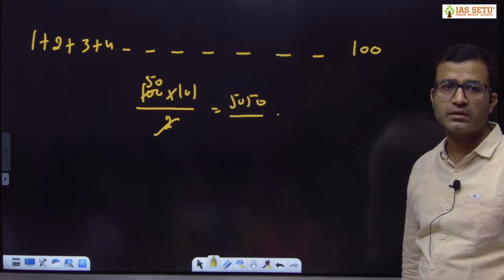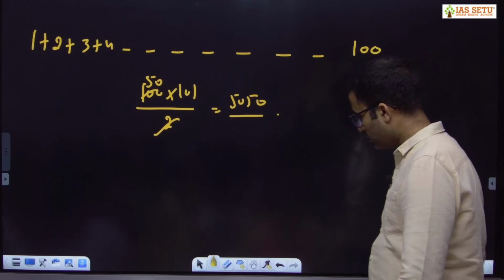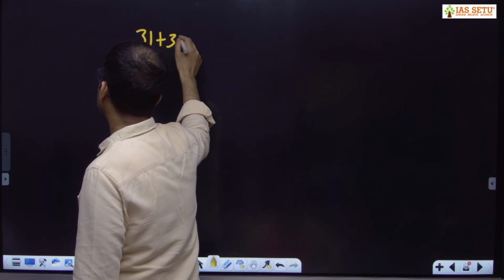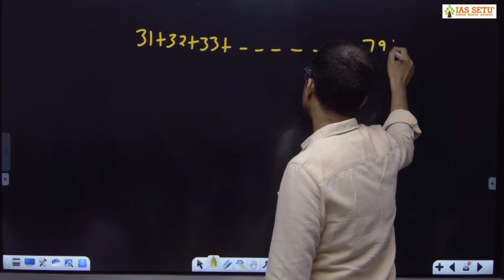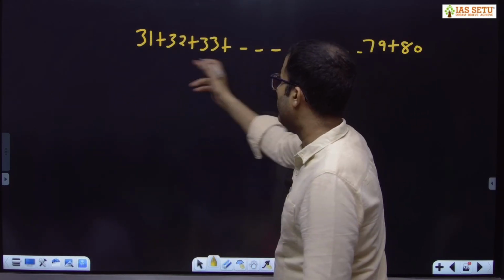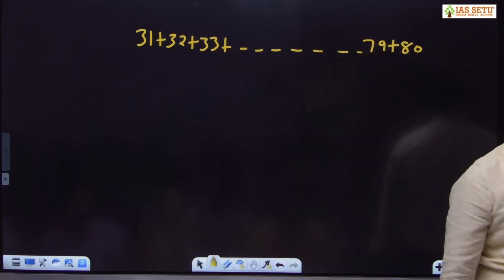Directly we get the answer. Now level 2. Try. 31 plus 32 plus 33 up to 80. Find the sum of this series. Take your time.